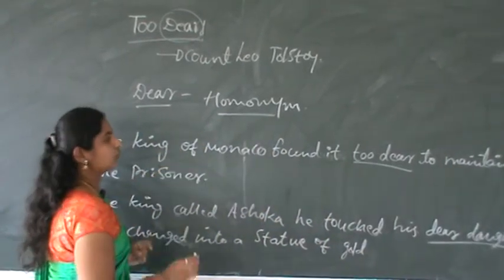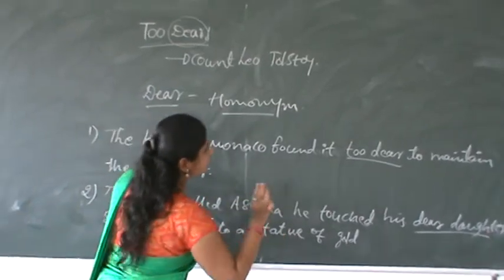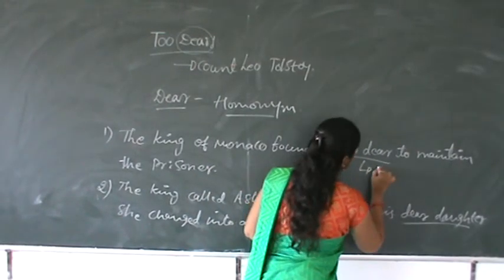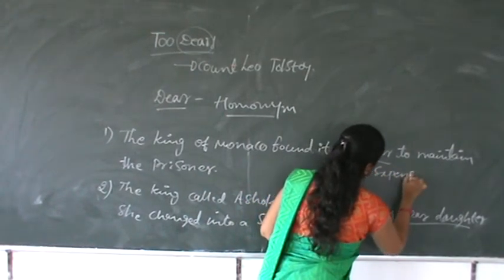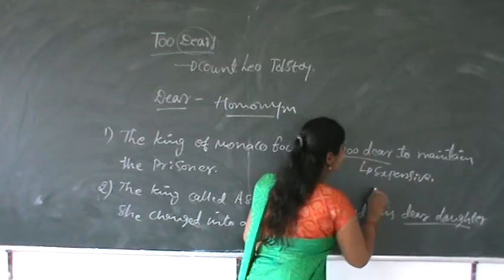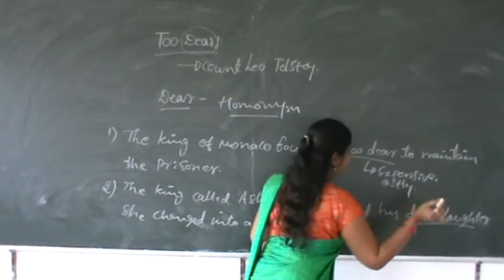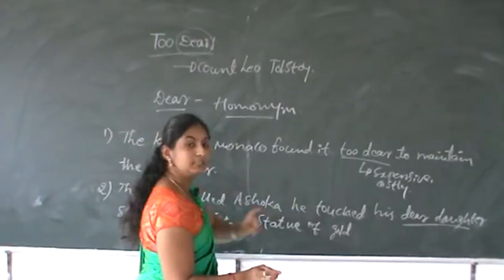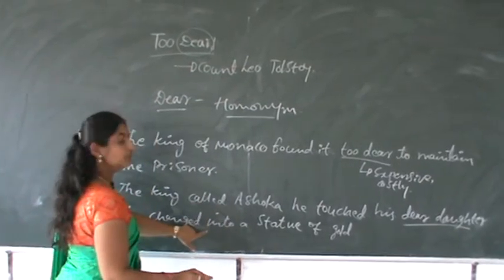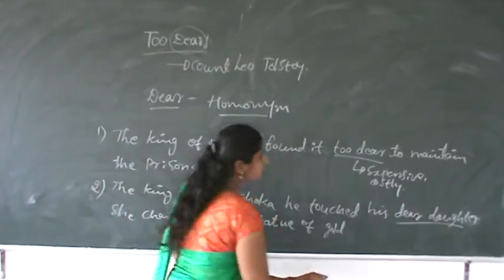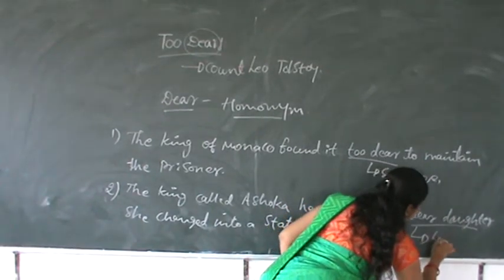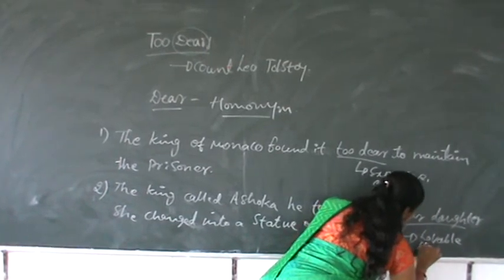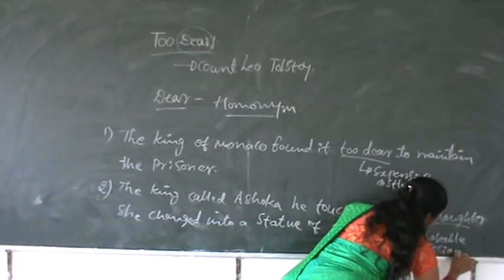See, here is this example. The king of Monaco found it too dear to maintain the prisoner. Here the word dear gives the meaning of expensive or costly. But in the second sentence, the king called Ashoka, he touched his dear daughter. She changed into a statue of gold. Here the word dear gives the meaning of lovable, or we can say precious.